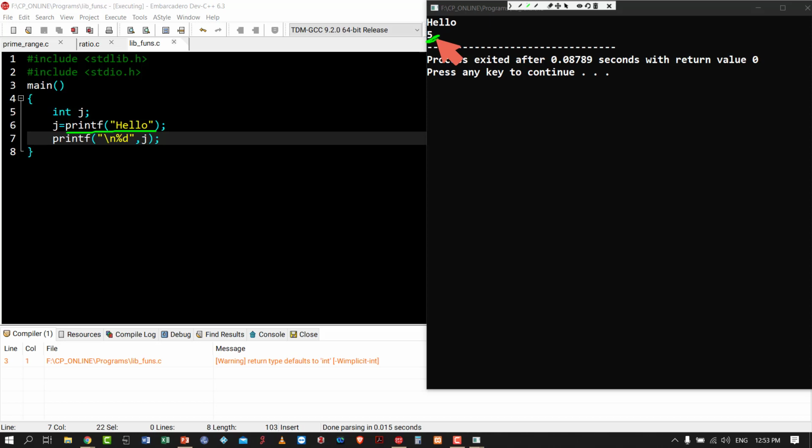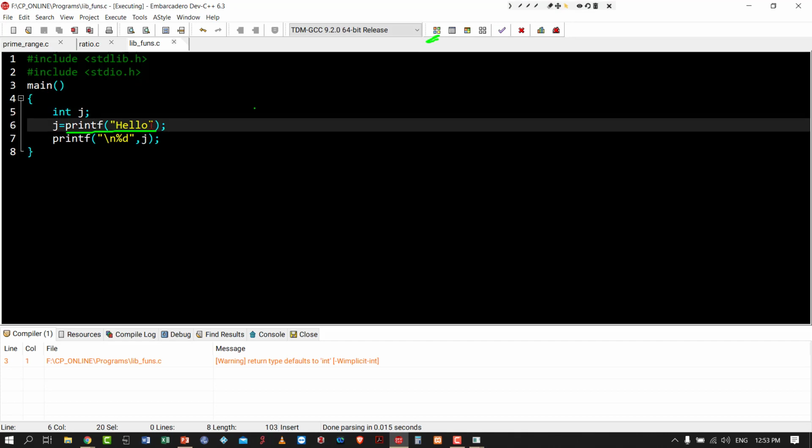So I have printed hello and also got a value 5. What is that 5? In hello there are 5 characters. 5 characters are printed. That is the 5. Okay, you can mute the mic.